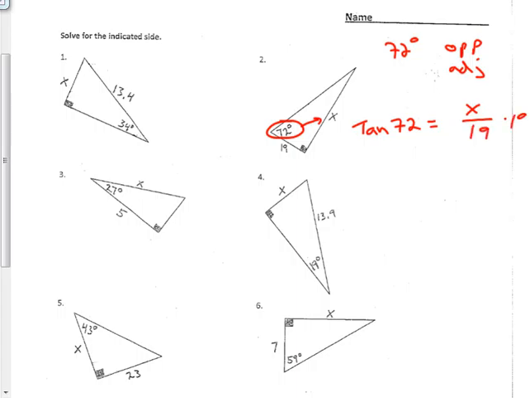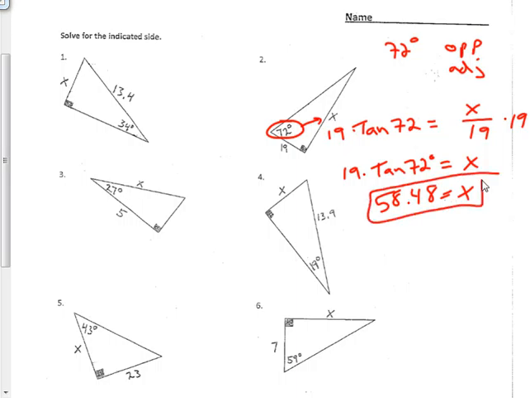Now, all I have to do is multiply by 19 on both sides. And I get 19 times tangent of 72, and it's still 72 degrees, is equal to x. Now again, this is just a calculator thing, and so x is equal to 58.48 for this problem. Keep going through, working through each one of these problems. If you've got questions, make sure you're asking them. This is not as easy as it looks. You need to learn how to decide which trig function you want to use.